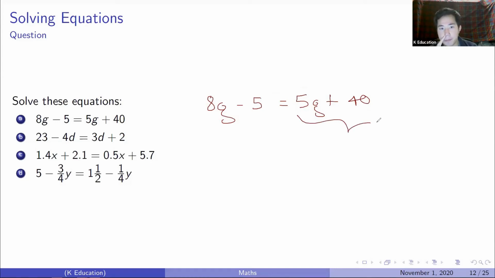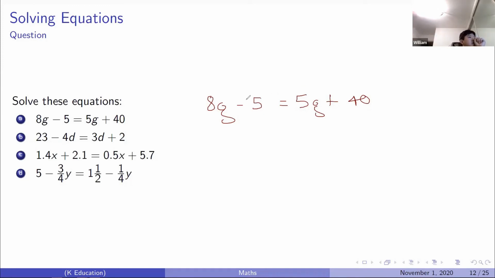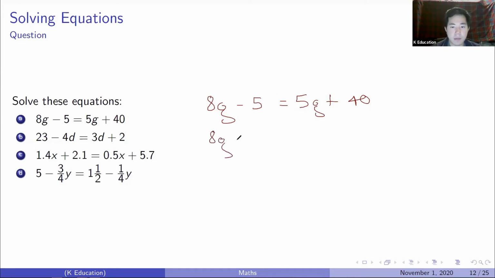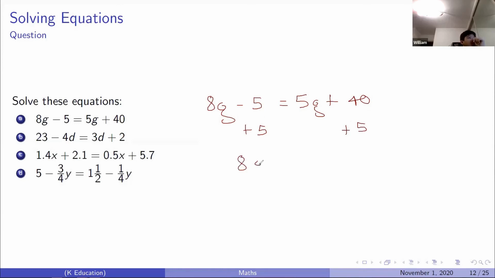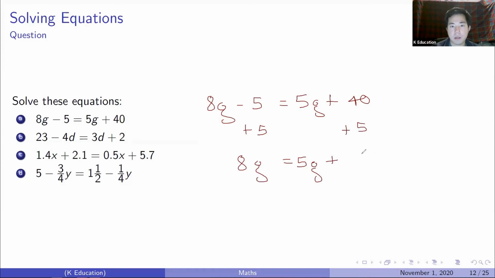I know what to do. We can add 5 to both sides. So 8g minus 5. So you mean plus 5 to both sides? Okay, plus 5 to both sides. What does that give me? So 8g equals 5g plus 40. Plus, I mean 35. No, try again. I mean 45. Yep.